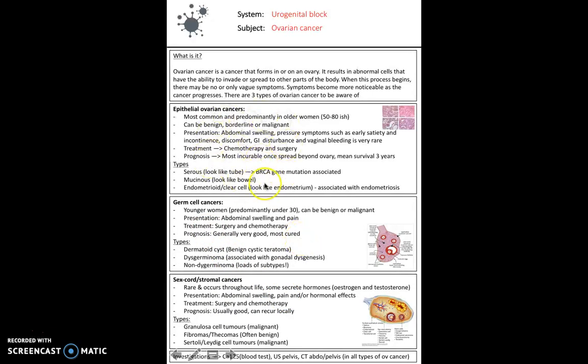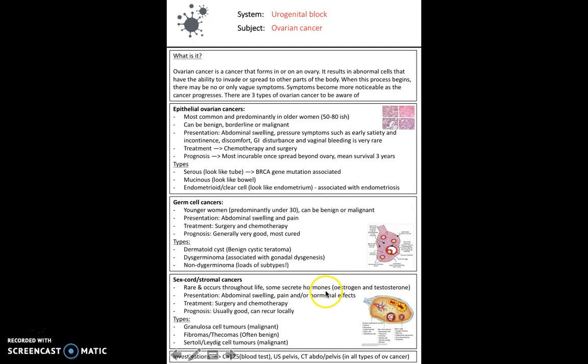So for epithelial cancer, this is usually quite incurable once it's spread beyond the ovary, and patients really only have a mean survival of 3 years. Germ cell cancers have a generally very good prognosis, and most of them are cured. The last type are sex cord or stromal cancers. These also have quite a good prognosis, but they can reoccur locally. These, however, are more rare and can occur at any time throughout life in older and younger women.